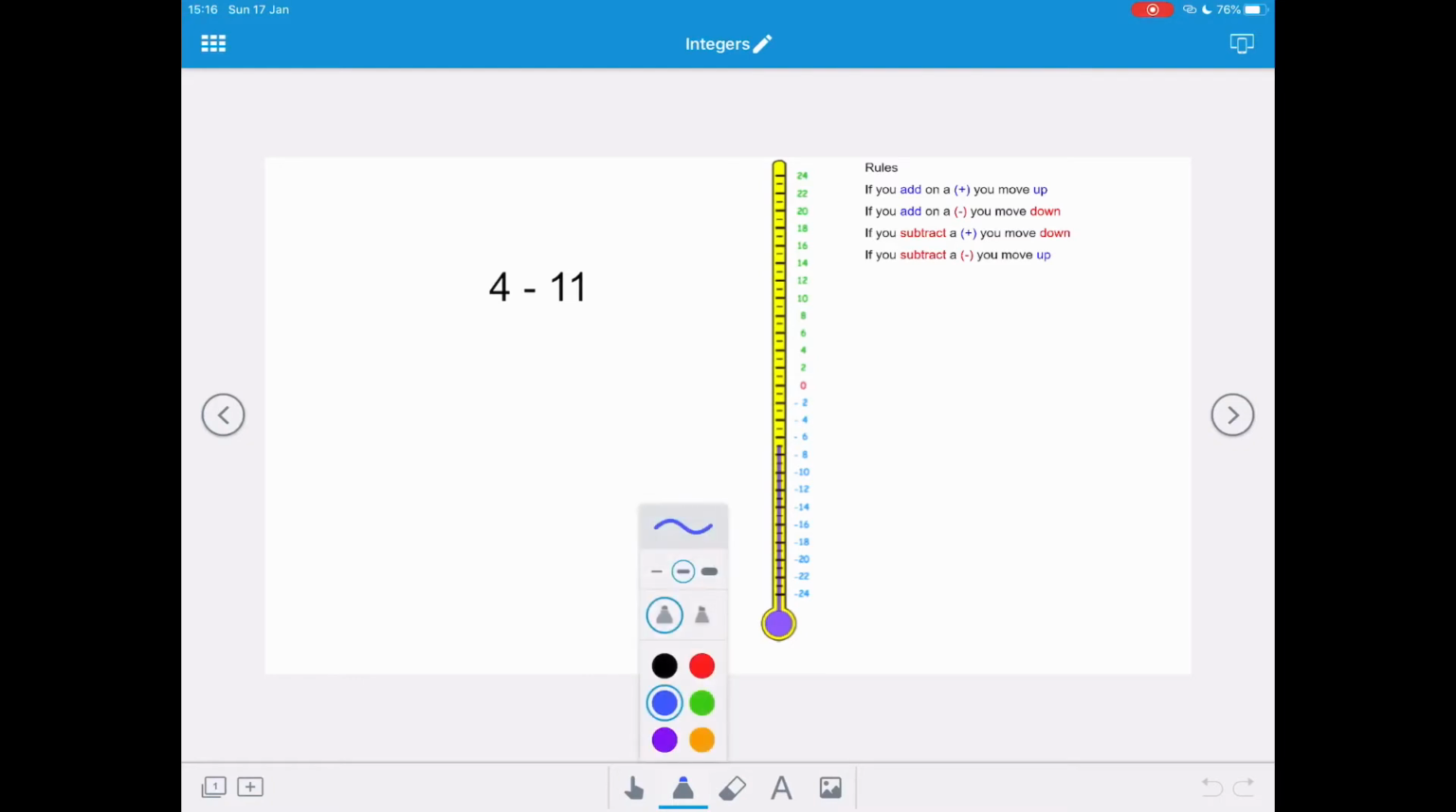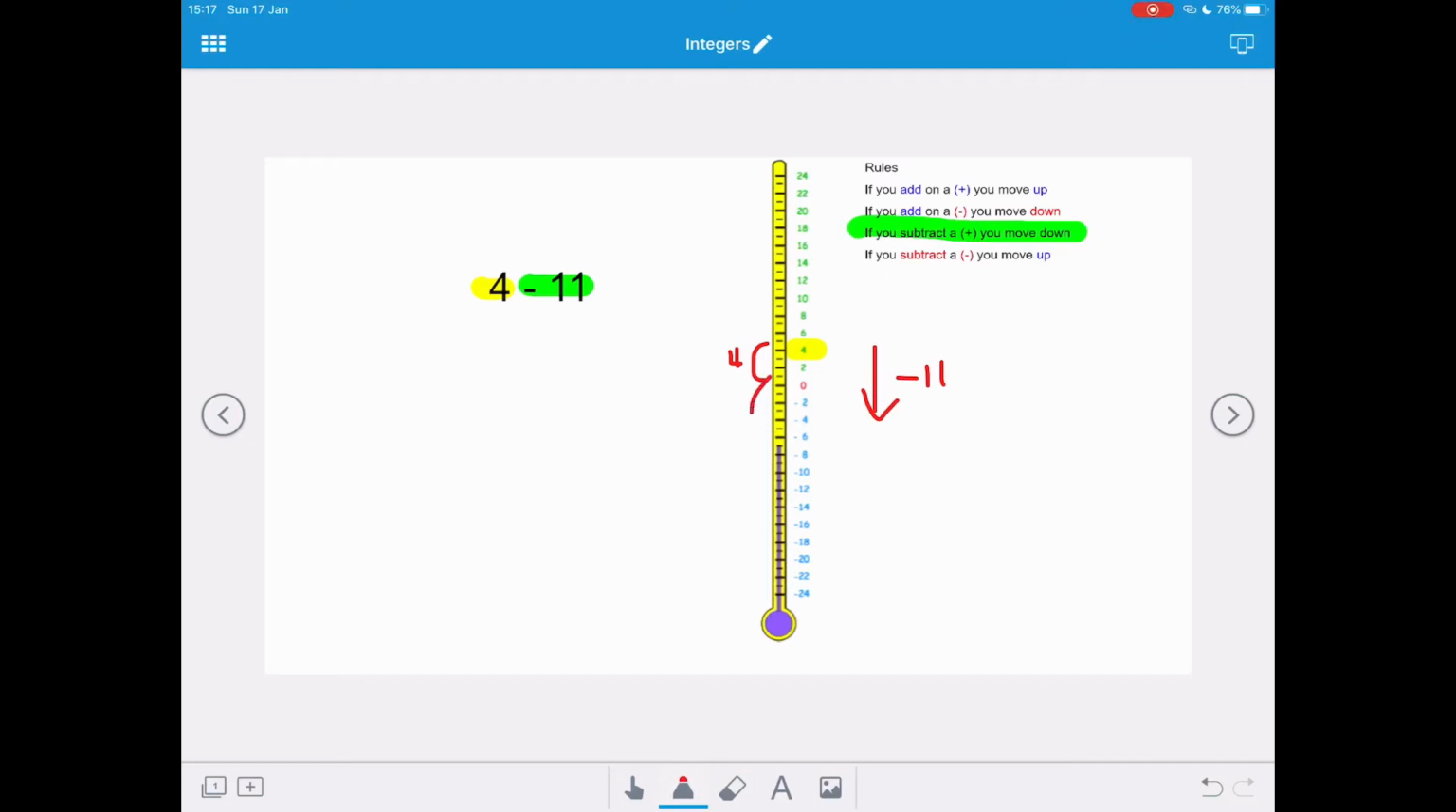So our next question is 4 subtract 11. Our start value is 4, so we'll find that on the number line. And then we're subtracting 11, so we're taking away a positive number. So this time we're going to move down the number line. We're going to start at 4 and we're going down 11 spaces. We get to 0 with 4 of our 11 jumps. That means that we've got 7 jumps left. So that takes us down to -7. And so 4 subtract 11 equals -7.